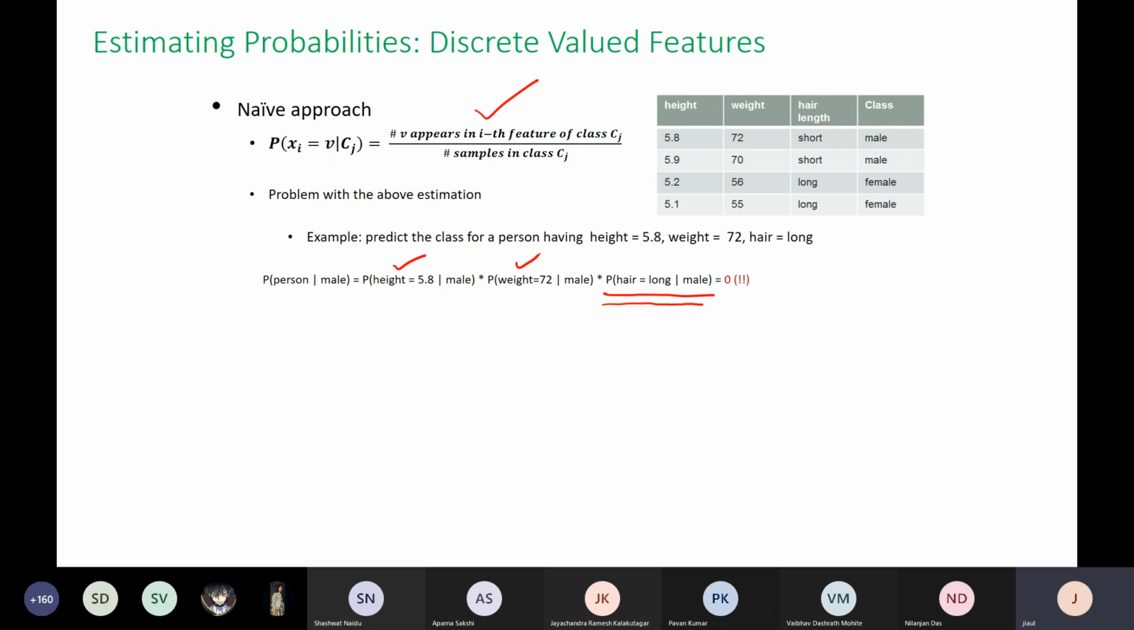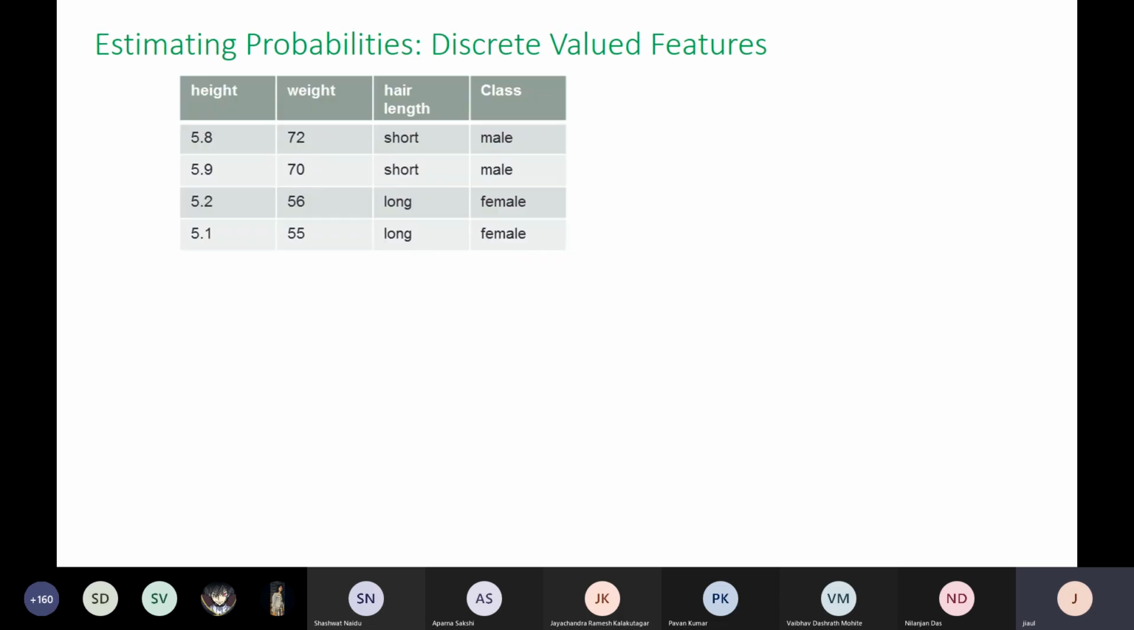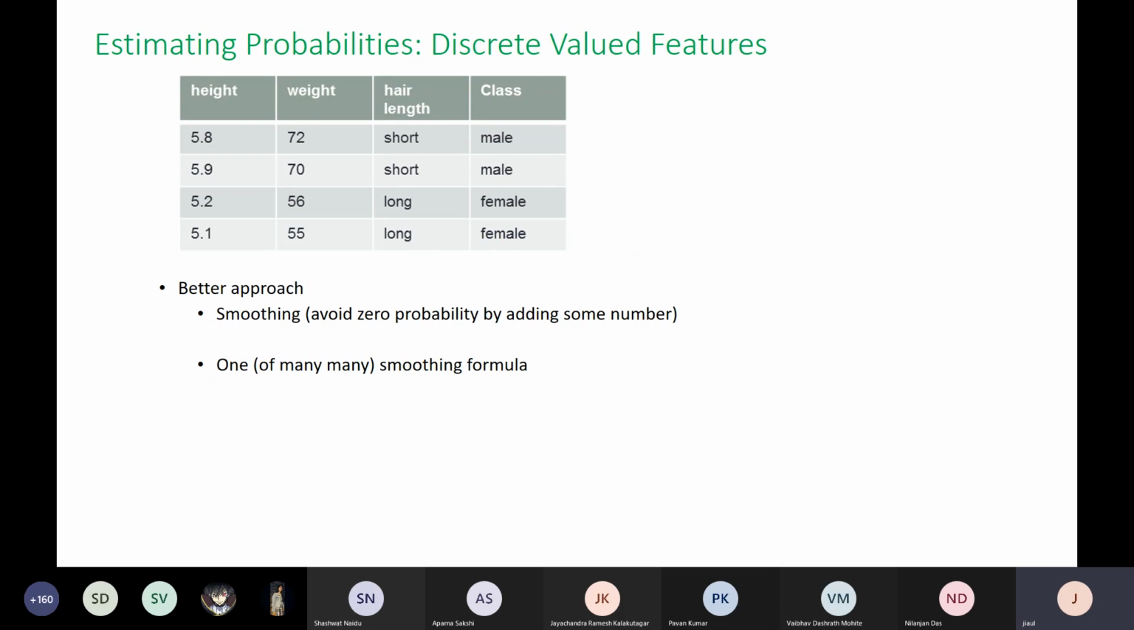So we need to address this kind of situation, and we address this using a thing called the smoothing approach. Smoothing means you adjust this probability a little bit just to avoid 0, by adding some number. There are lots of smoothing formulas. One of these formulas is where you introduce another constant called C, which is greater than 0. Observed frequency, how many times you observe in the data, plus C, divided by the number of samples plus C times the number of unique values, and so on. This is one of the formulas that you can use.